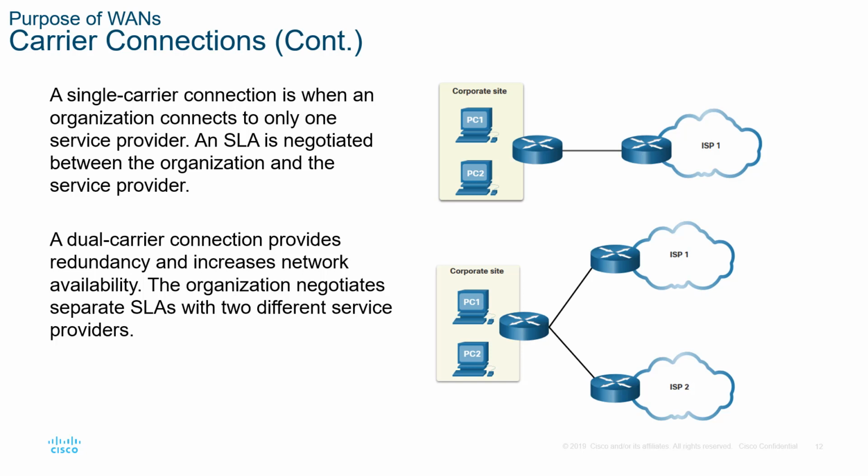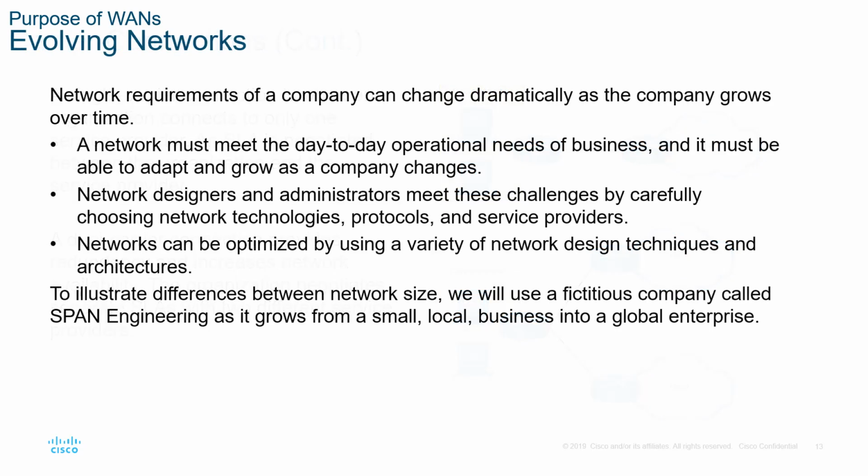We have a dual carrier, and that's where our connectivity is going through two different ISPs. That way, if one ISP goes down, we have a backup ISP. That way, we still have redundancy in our network design. All of this goes along with the idea known as evolving networks.